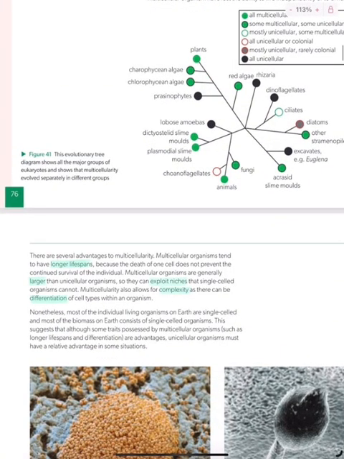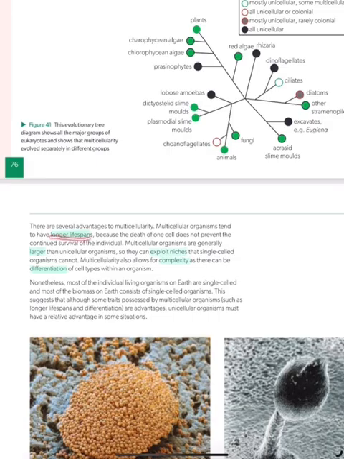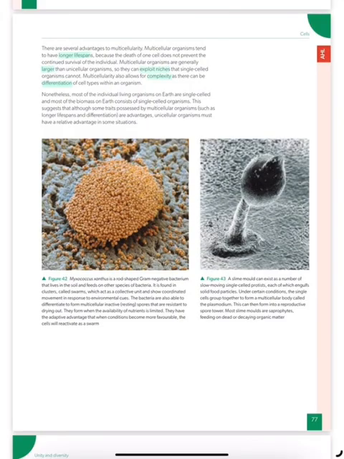So there are several advantages to multicellularity. They have longer lifespans, they're generally larger than unicellular organisms, so they can exploit niches that single-celled organisms cannot. And they're more complex as there can be differentiation of cell types within an organism, as I've said before. This is the end of the topic cell structure.